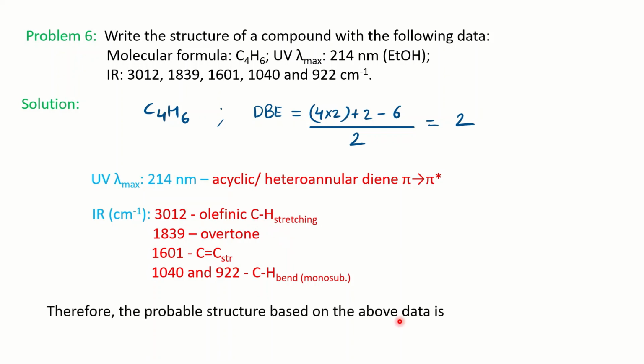So we can assume based on the above data, the structure could be 1,3-butadiene. In this particular structure you can prove the DBE 2, and along with that the UV data of 214 nanometer also confirms this. So this is how, with the help of UV and IR data and along with the molecular formula, you can find out the structure of the unknown molecule, and hopefully you will learn this technique and can use it to solve many more problems.